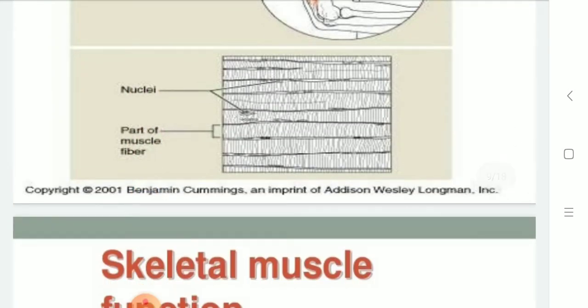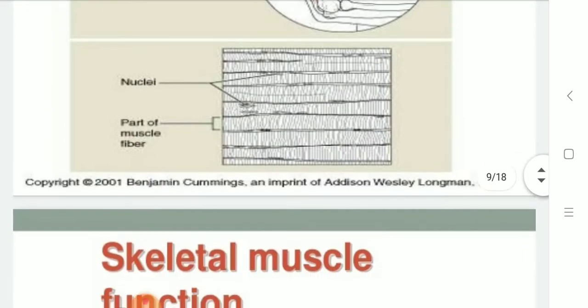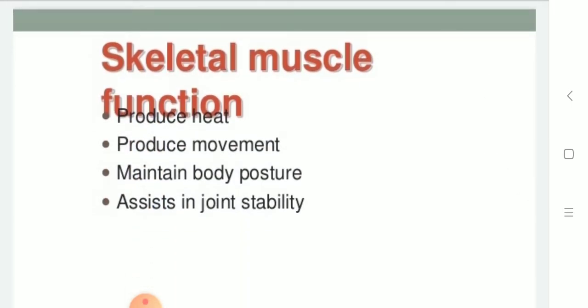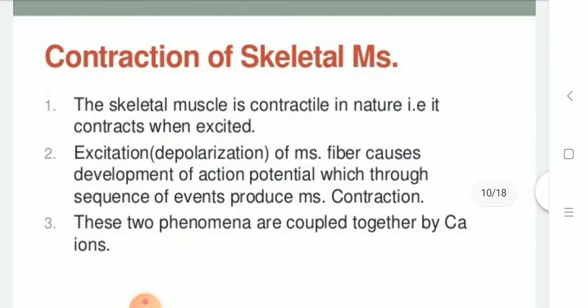In the microscope, we can see the skeletal muscle nuclei and part of the muscle fibers. Functions of skeletal muscles are to produce heat, produce movements, maintain body posture, and assist in joint stability. Contraction of skeletal muscles: skeletal muscle is contractile in nature, that is, it contracts when excited. Excitation, also called depolarization of muscle fibers, causes development of an action potential which through a sequence of events produces muscle contraction.